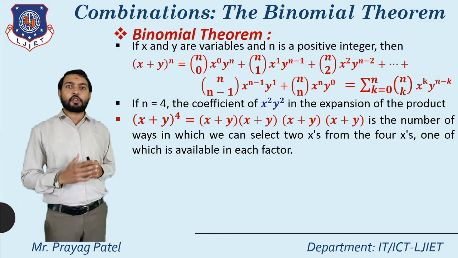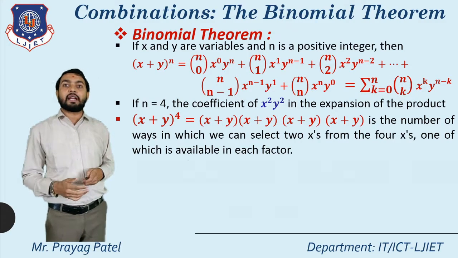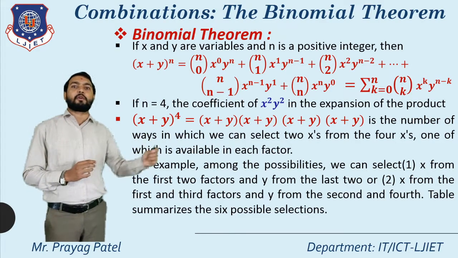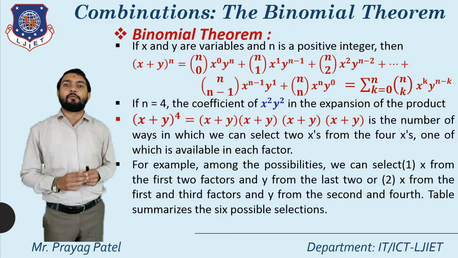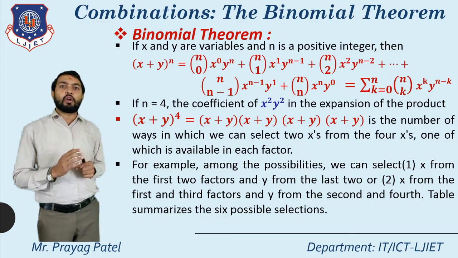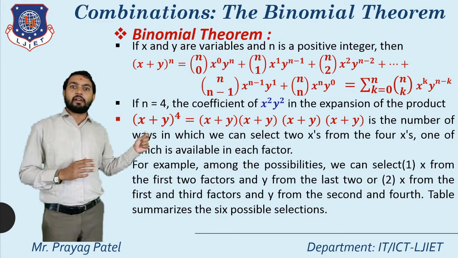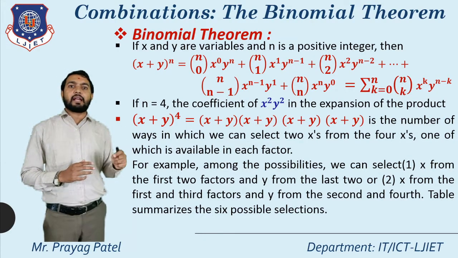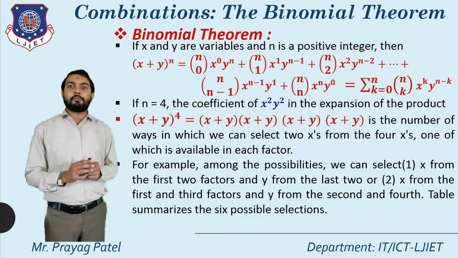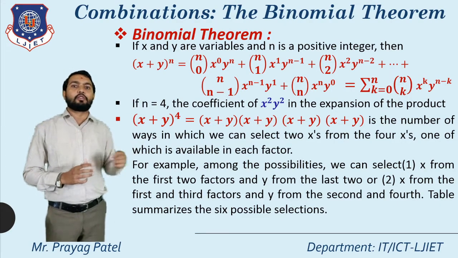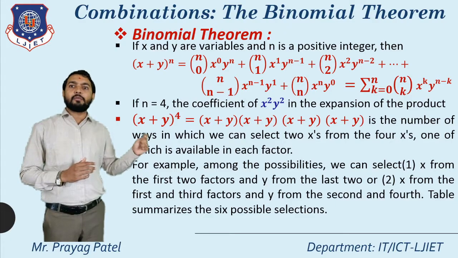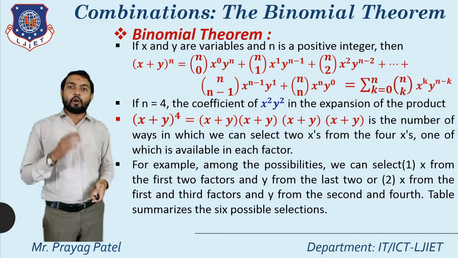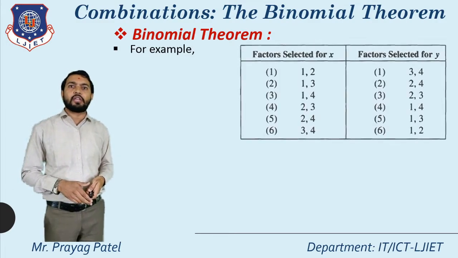Now how many possibilities are there for selecting the x? You can select the x from the first part, or from the second part, or from the third part, or from the fourth part. So out of all 4 parts you have to select 2 x's. For example, among the possibilities we can select x from the first 2 factors and y from the last 2 factors. Another case is x from the first and third factors and y from the second and fourth factors. And all these possibilities can be represented using this table.